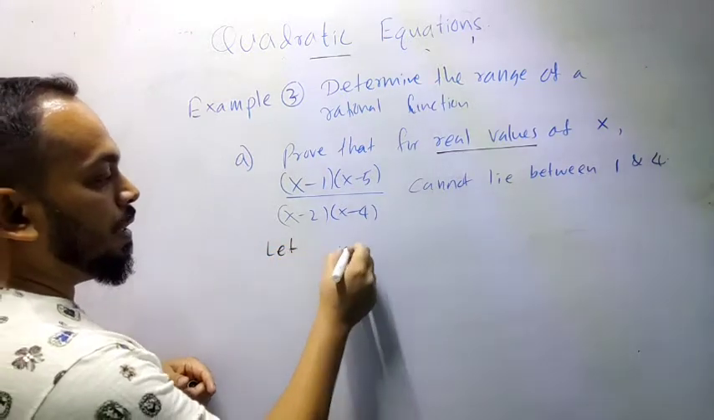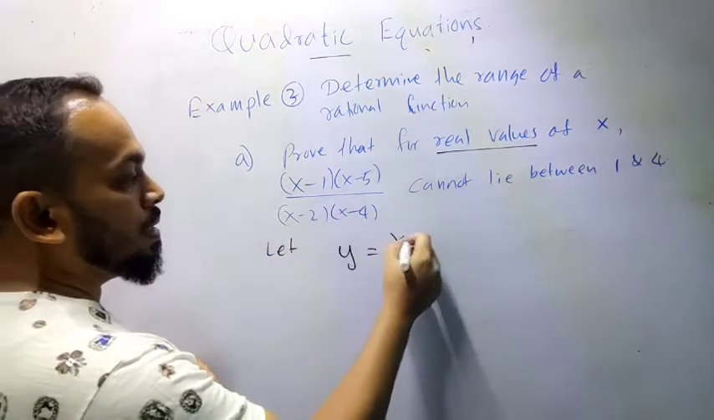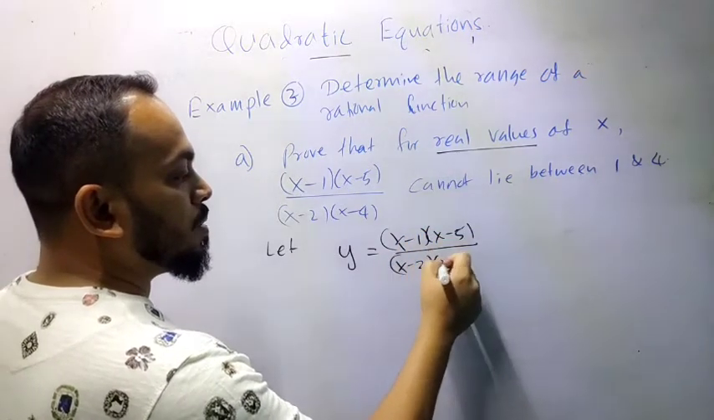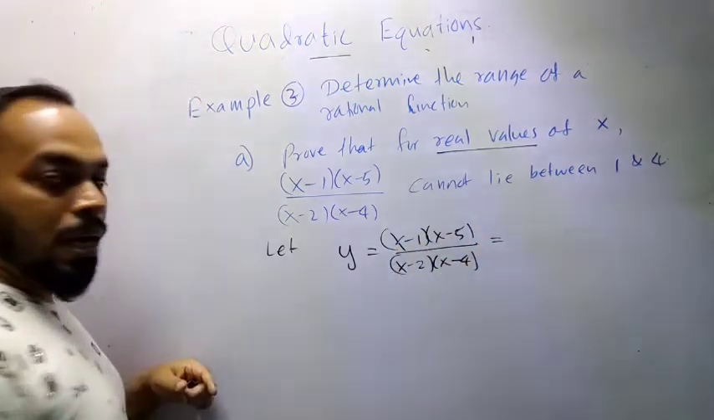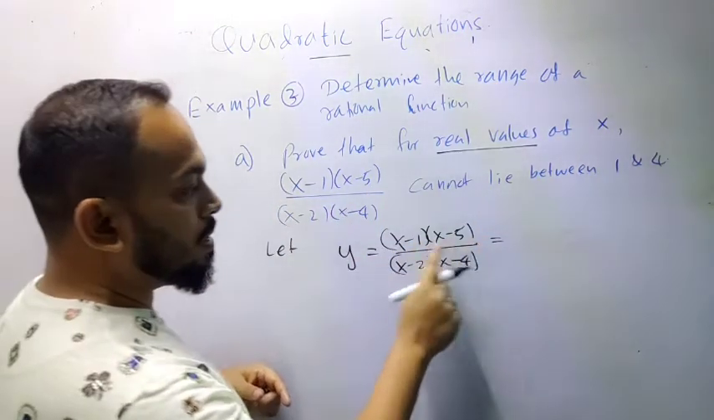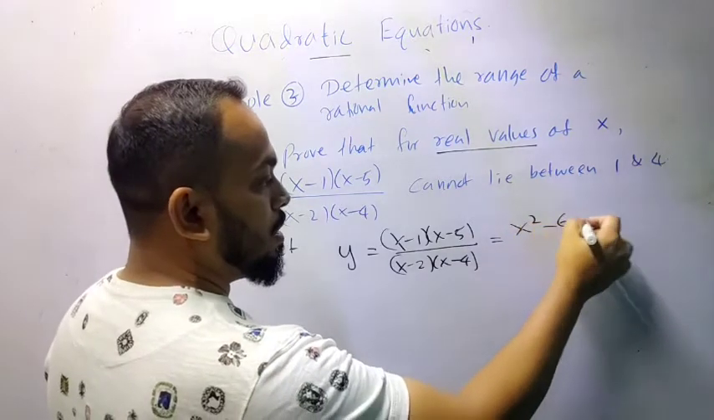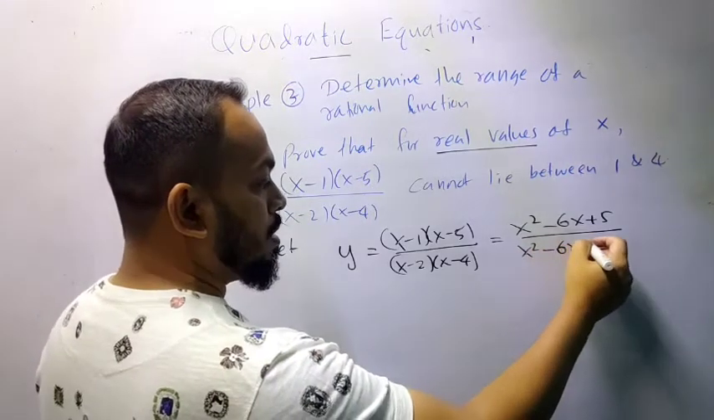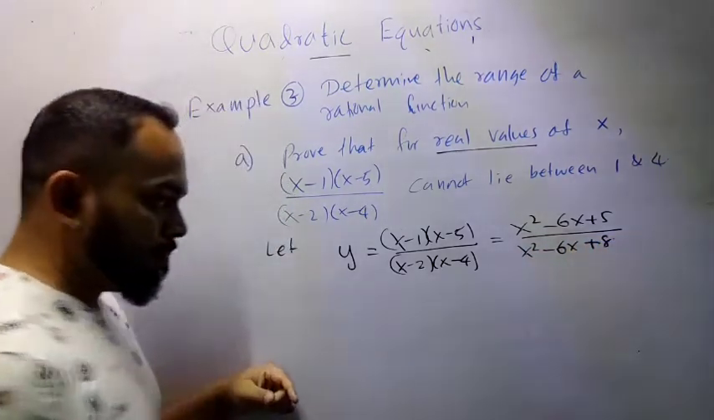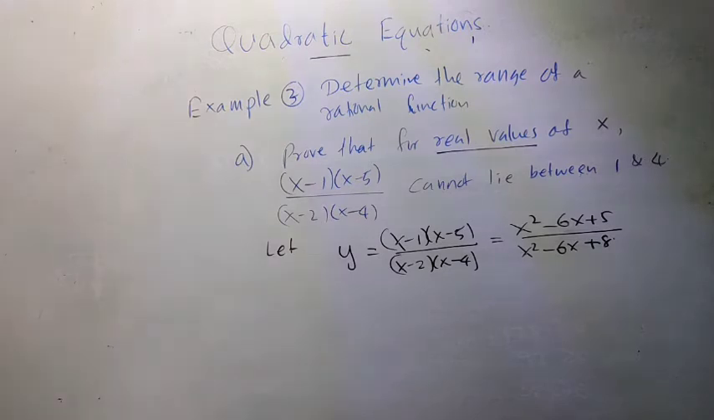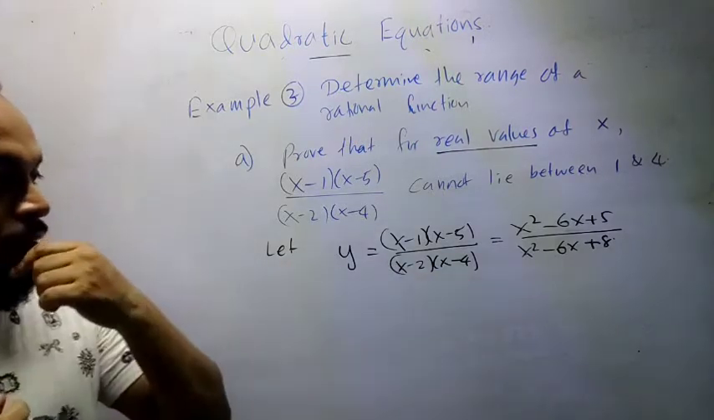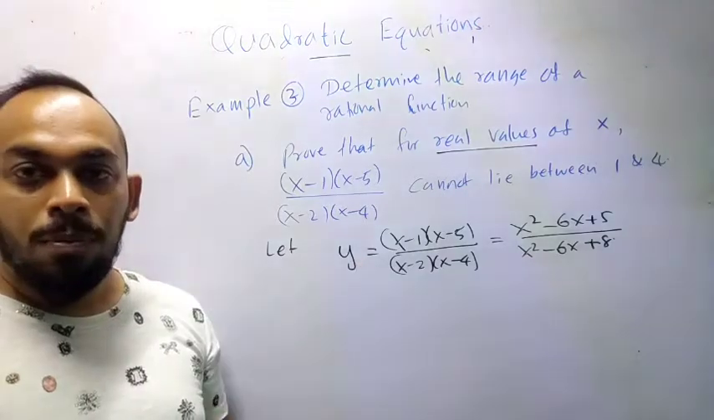Let y equal this: x minus 1, x minus 5 over x minus 2, x minus 4. We have to expand this. We get x squared minus 6x plus 5. Here x squared minus 6x plus 8. Okay. Next, what we do, we cross multiply.